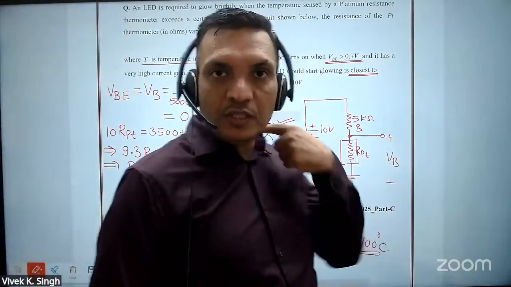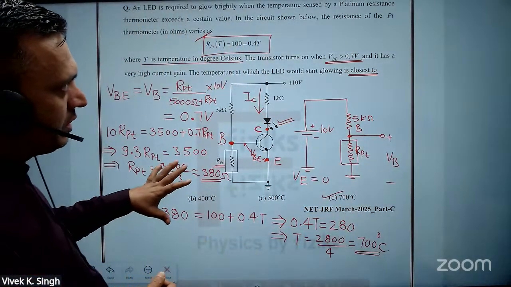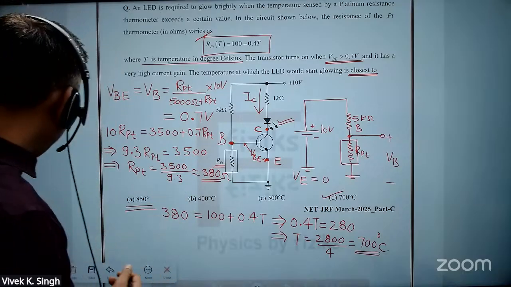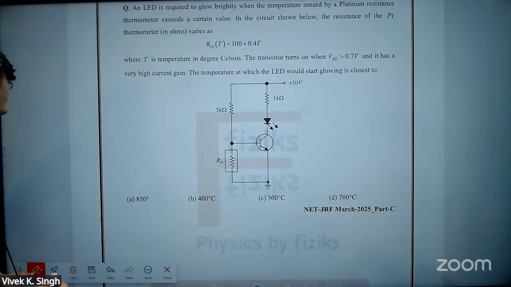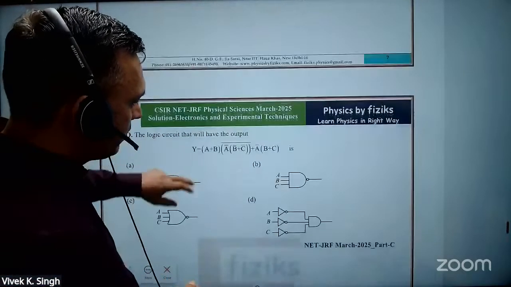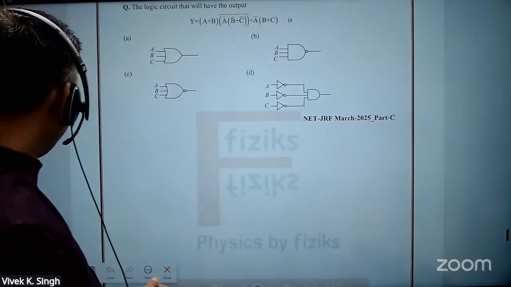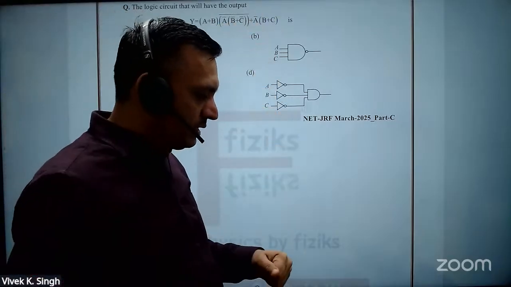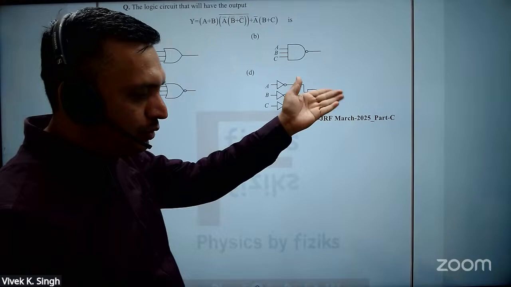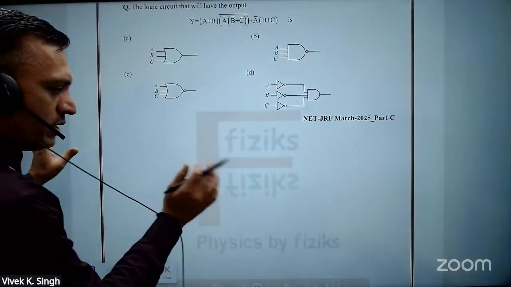Now see, I will solve the next question. This was the first question of part C. Now the next question is based on digital electronics. It is a simple question, because a Boolean expression is given. Just simplify it and then identify which will give you the correct option. These questions you can easily solve.